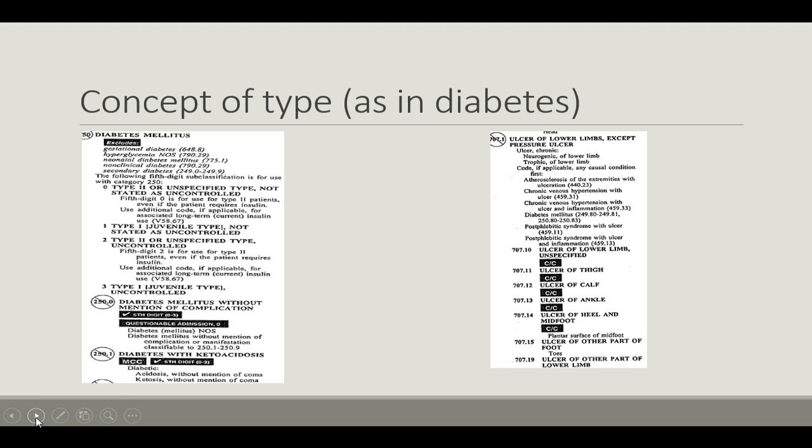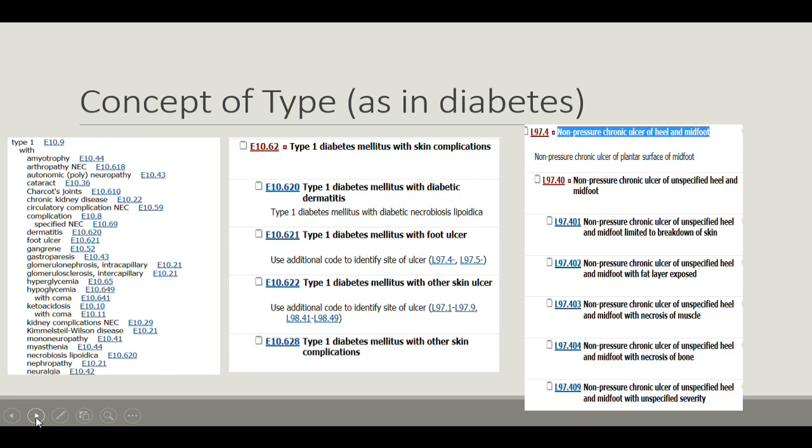Using the example of the diabetic ulcer, we have instructions to use an additional code to identify any associated ulceration, but all we can show was the location of the ulcer, not the severity, which, as you know, impacts the amount of care that's required. And that's what the screen's trying to illustrate, is ICD-9.